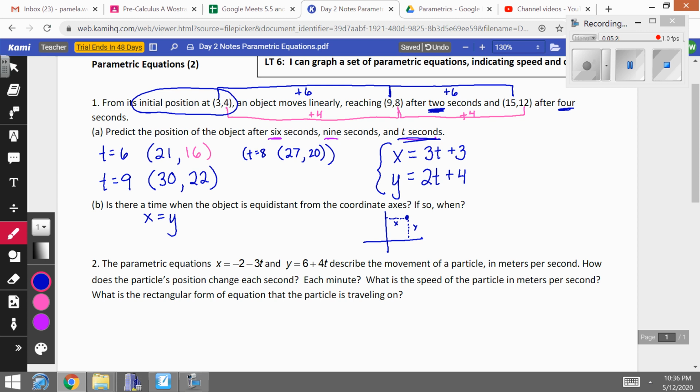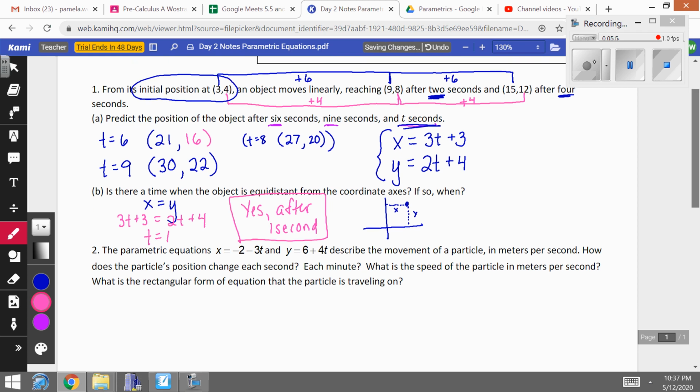So I can just take my parametric equations that we just came up with. So 3t plus 3. When does that equal 2t plus 4? Solve the equation, subtract 2t, subtract the 3, and t equals 1. So they are equal distance. I'm going to say yes, after 1 second. So after 1 second, they would be equidistant from the axes.